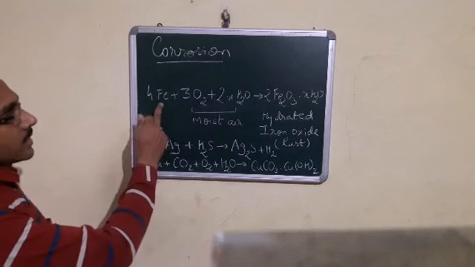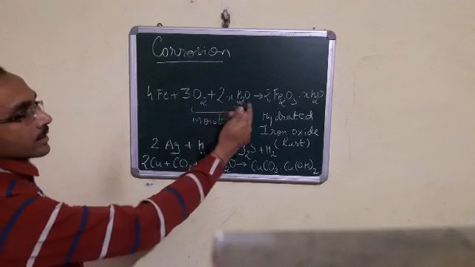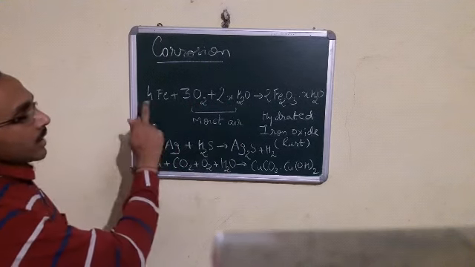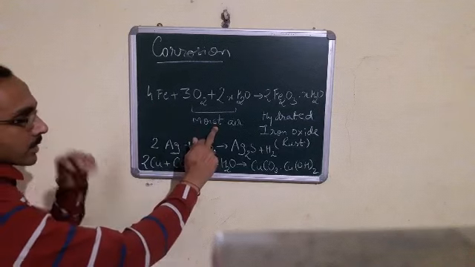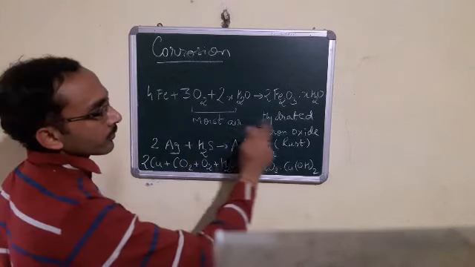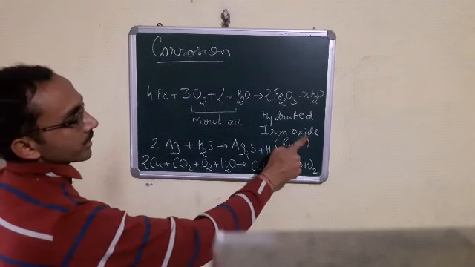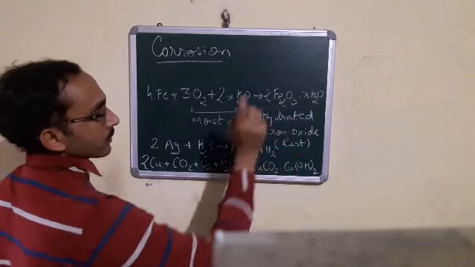For example, we see iron. It is oxygen and it is moisture. That means when we combine both of them, it is called moist air. When iron comes in contact with moist air, then it is covered with a brown flaky substance which is called rust. The chemical name of rust is hydrated ferric oxide, that is Fe2O3.xH2O.